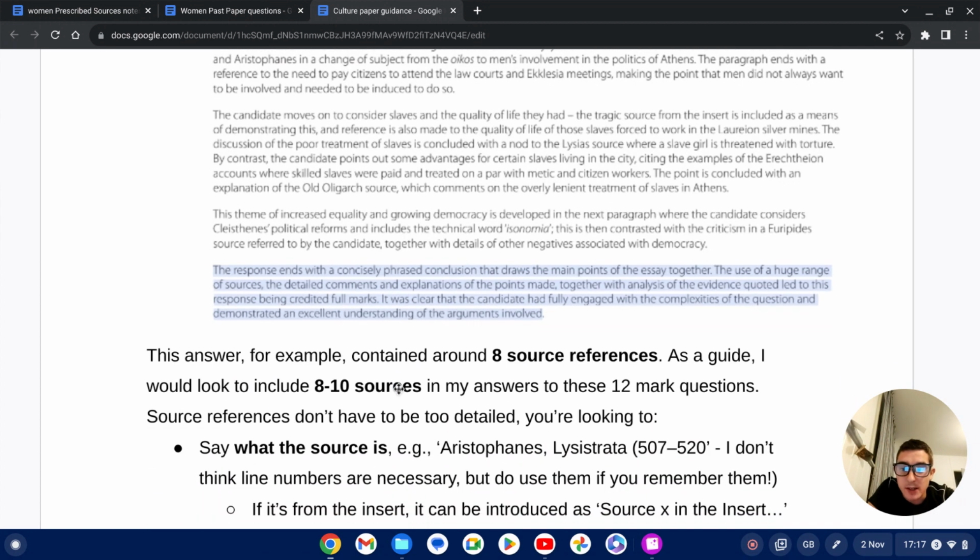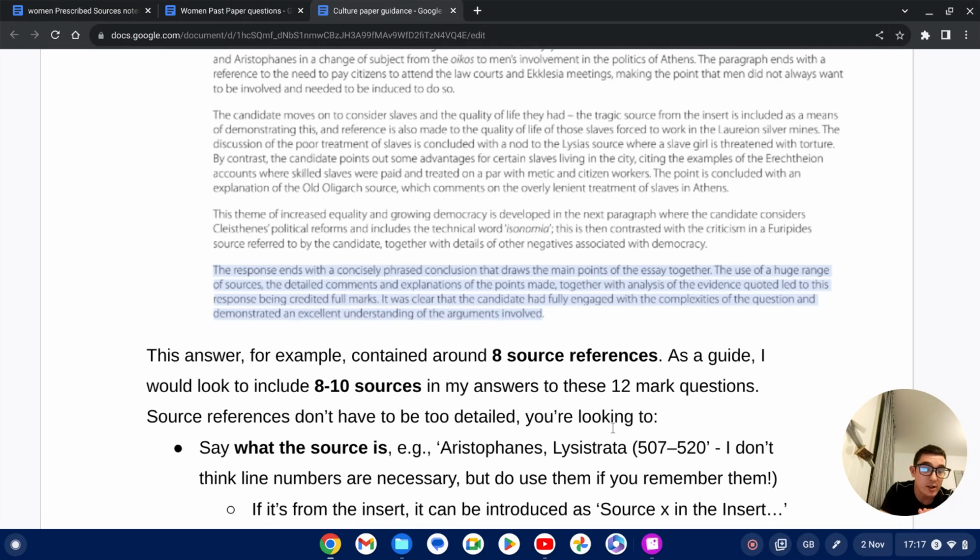Okay, as I said, let's go to the important bit at the bottom. The response ends with a concisely phrased conclusion that draws the main points of the essay together. So there was a short introduction, there's a short conclusion. The use of a huge range of sources, again, this is important, the detailed comments and explanations of the points made, so showing your understanding, your limitations, and fitting it to the question, together with the analysis of the evidence quoted, led to this response being credited full marks.